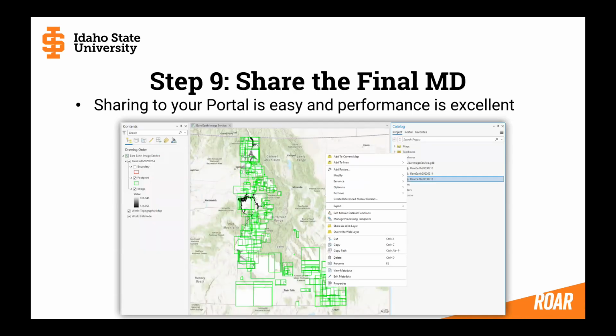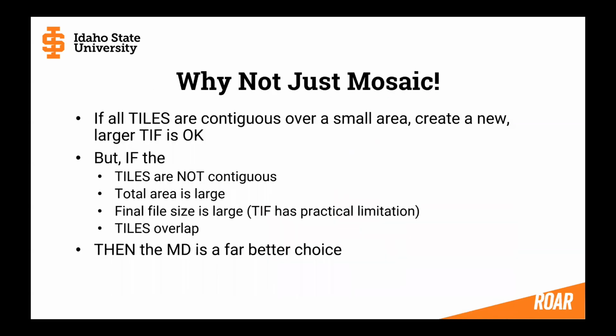Step 9, by the way, there's only about 10 steps, so we're almost done. Step 9, share the final mosaic dataset. Sharing to your portal is easy and performance is absolutely excellent. We're simply going to right-click on the finished mosaic dataset and choose Share as Web Layer. Now, we share this through Catalog, not from the map and those buttons across here. We share it through Catalog. And as long as we're connected to our portal, we'll be sharing it directly out to our portal.